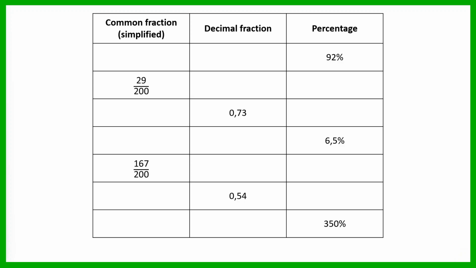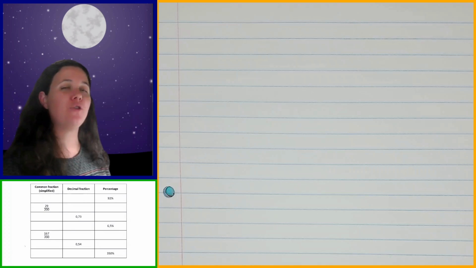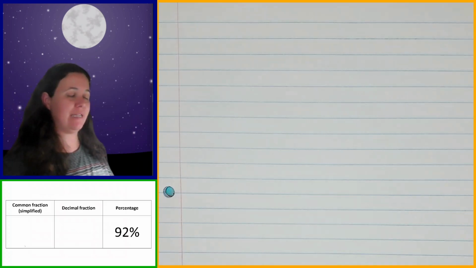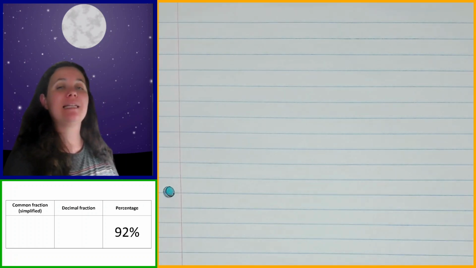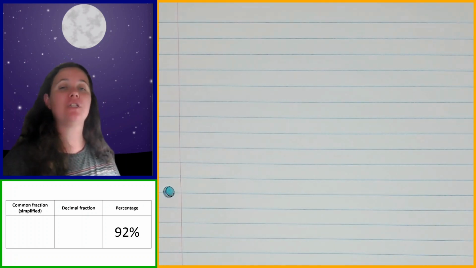Okay, so let's go through all of those and see what you should have got. First of all, the first one you had was 92%. When you're given the percentage form, like I said, it's sometimes easier to convert first to the decimal fraction and then to the common fraction. So that's the order that I'm going to do when we get the percentage form.